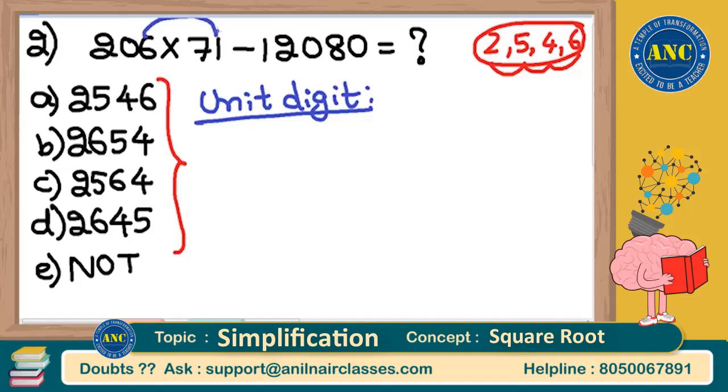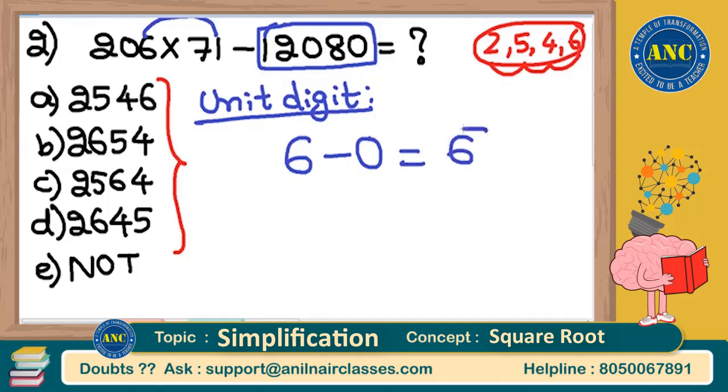6 into 1 is 6. 6 into 1 is 6. Minus 1 into 0. Sorry, this is anyway a complete number, 12080. The unit digit of 12080 is 0. 6 minus 0 is 6. The unit digit in the question is 6, so the answer's unit digit should also be 6. There is only one option which is matching.